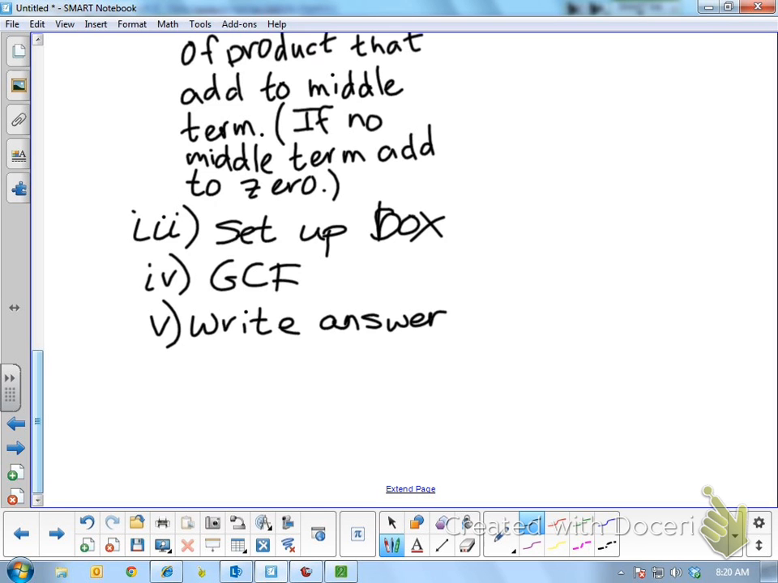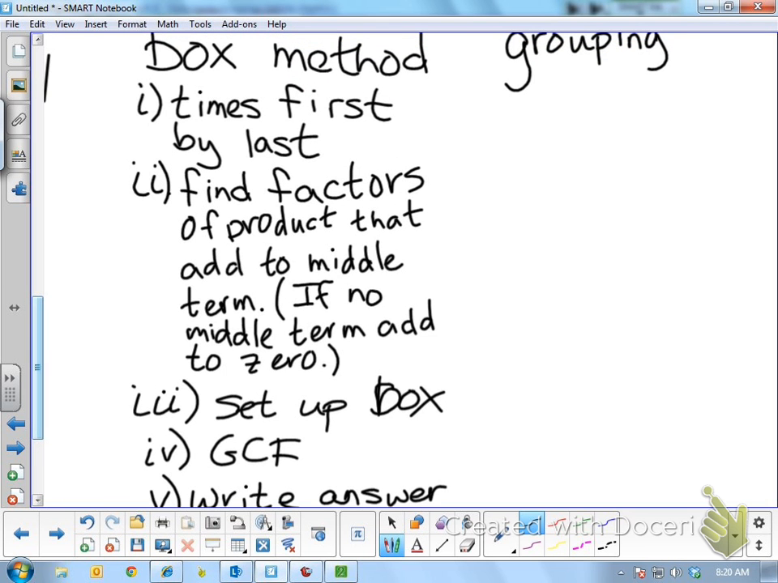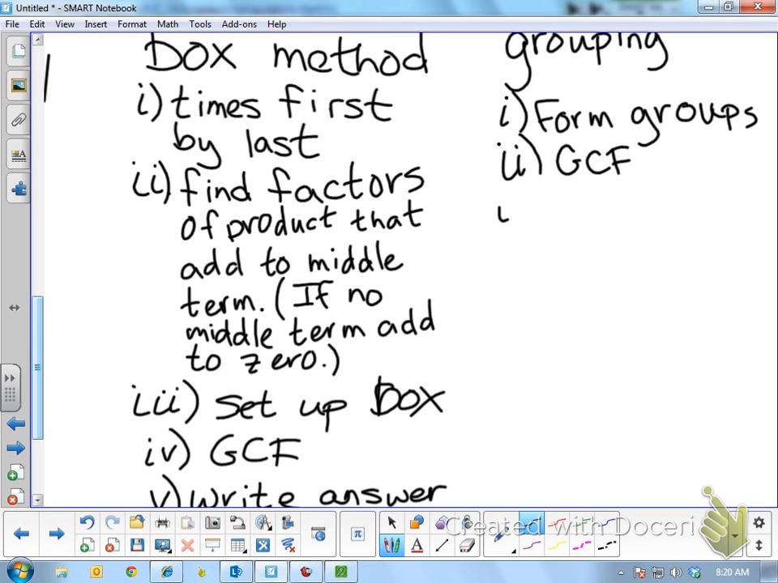The only one we can't use box method on is when we do factoring by grouping. So when we do factoring by grouping, we've already greatest common factored. That was our first step for either. We formed our groups. This one has a lot less steps. We GCF again with each group, and we write our answer. So there's a lot less steps on factoring by grouping.